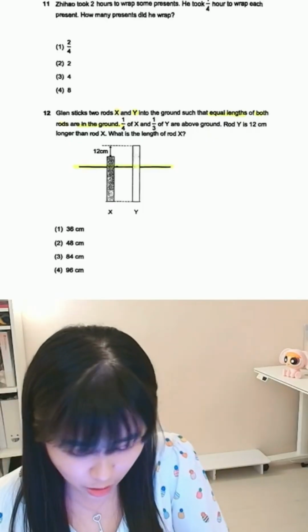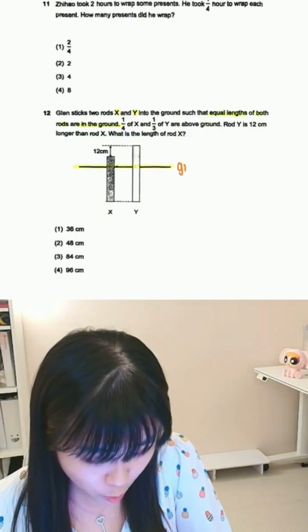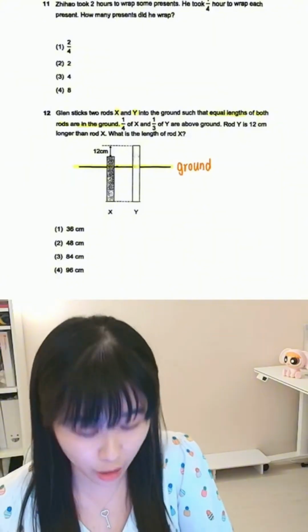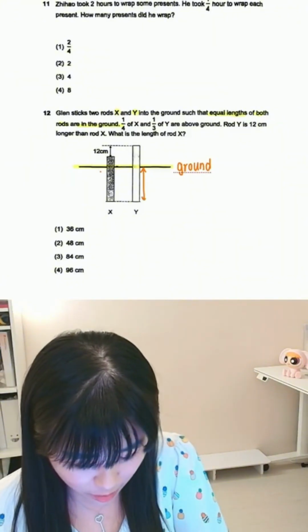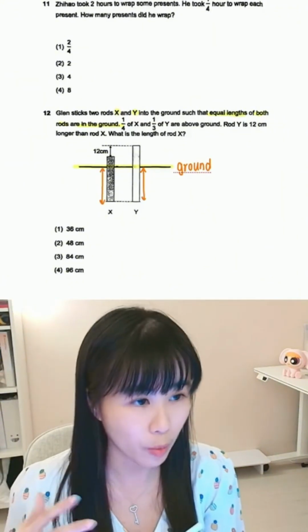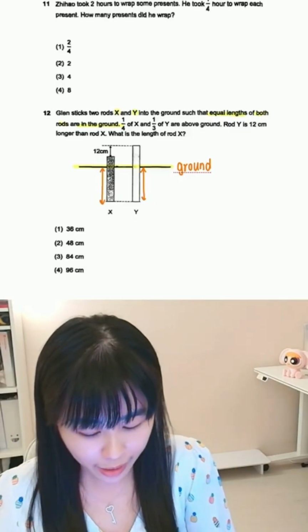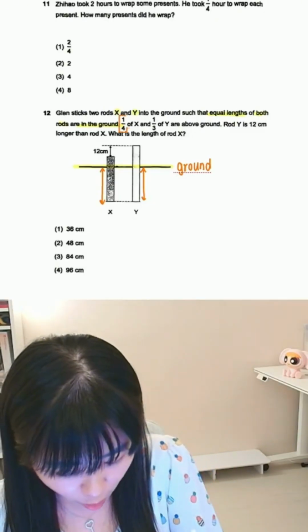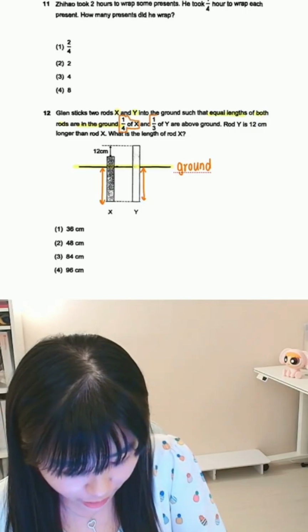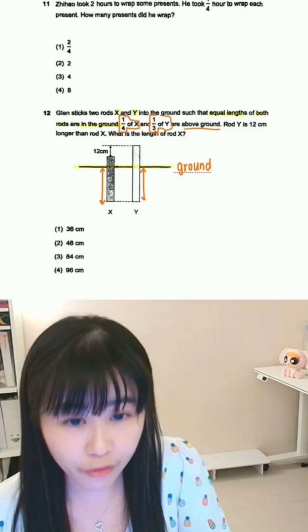You can imagine this is the ground. So when they say equal lengths are in the ground, they are talking about this part here and this part here are equal. Hope you all can understand the question first. So what they are saying is 1/4 of X and 1/3 of Y are above the ground.